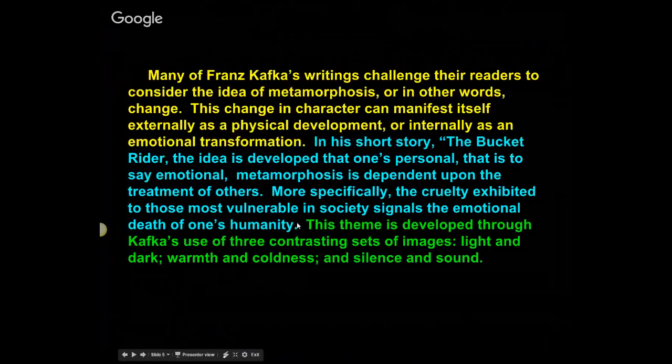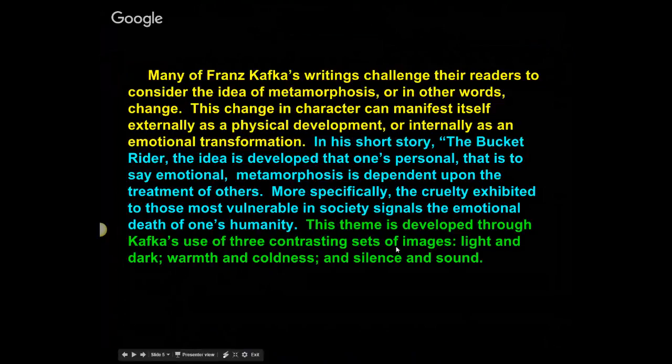I have to add that so what factor, as I said before. More specifically, because this is the interpretation, the cruelty exhibited to those most vulnerable in society signals the emotional death of one's humanity. This is a key point, okay? Because now I have a full thesis statement, and all I'm doing basically here is stating the theme, okay? And that's why my directional statement starts. This theme is developed through Kafka's use of three contrasting sets of images: light and dark, warmth and coldness, and silence and sound. Something very similar to what we dealt with in class.